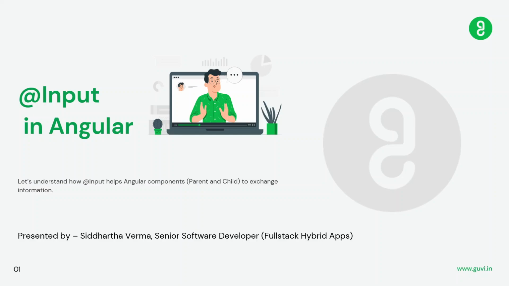And today we are going to learn how we can make communication between a parent and a child component. And you got me correct, guys. It's using the @Input decorator. So let's go and see how we can do this in practicals.